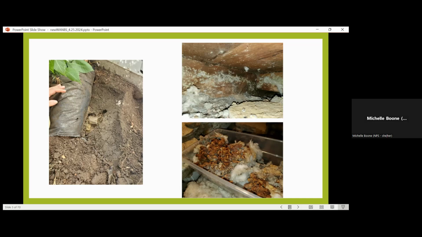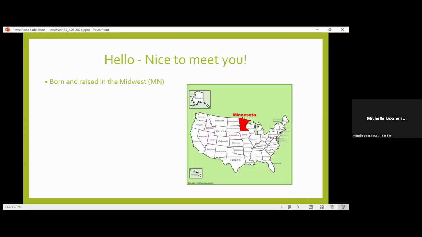We collected these nests after the colony cycle and of course had to get special permits from the Fish and Wildlife Service. Anyhow, that's not what this talk is about. I just threw those slides in, but I got really excited. So let me backtrack and start with my introduction.